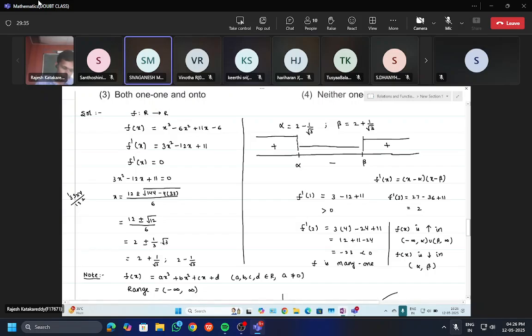Sir, it is f dash of x only, no? No, the sign is for f dash, but the nature is for the function. See, f dash less than 0 implies that f of x is decreasing. Here, f dash of x greater than 0 implies that f of x is increasing. Any other doubts?